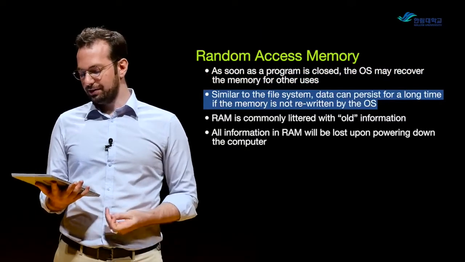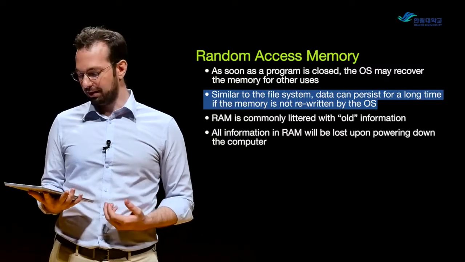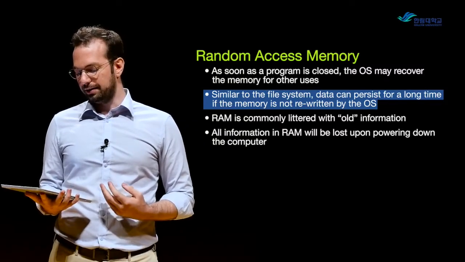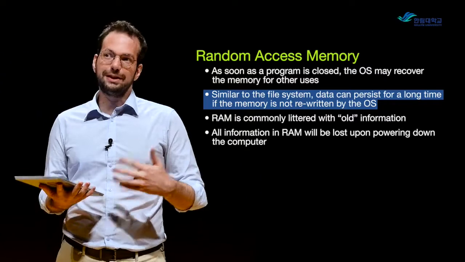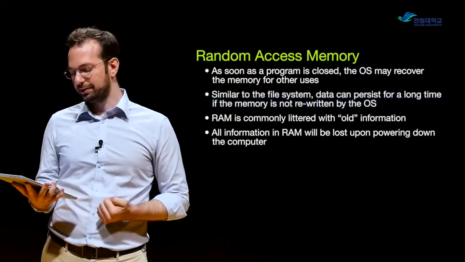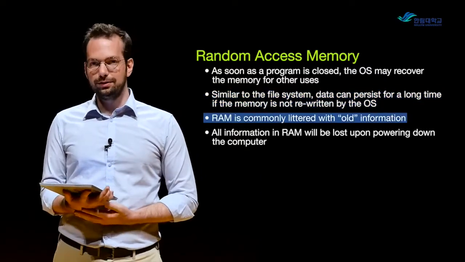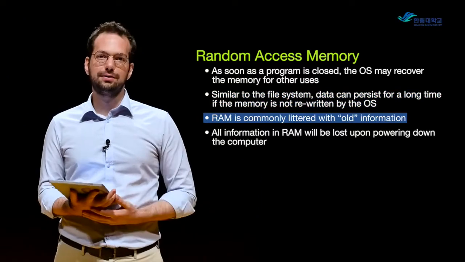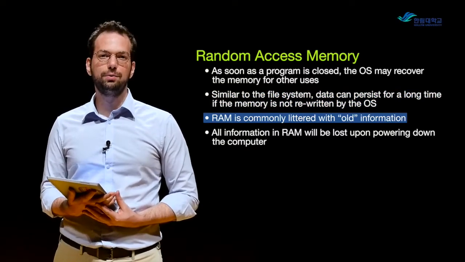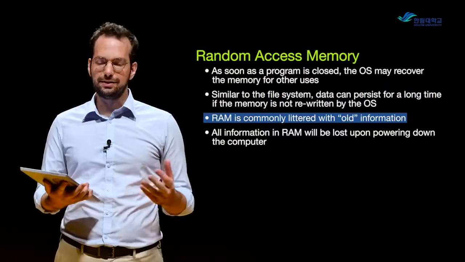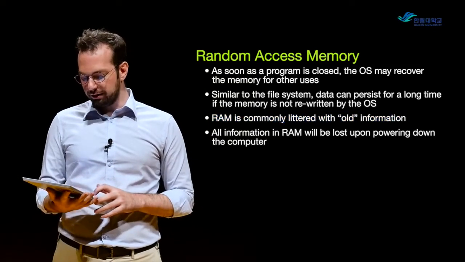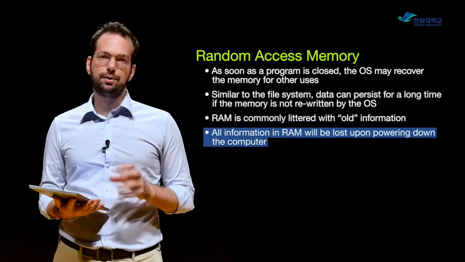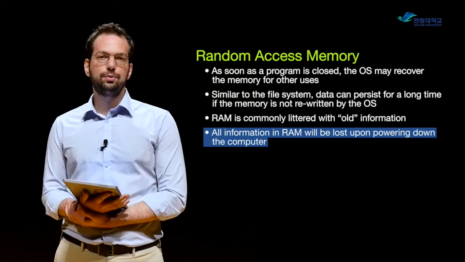Similar to the file system, data can persist for a long time in memory, if it's not overwritten by the operating system. RAM is commonly littered with old documents, and these old documents are normally what we're interested in, depending on the type of case we're looking at. And all information in RAM is lost upon powering down the computer. This is the important thing.